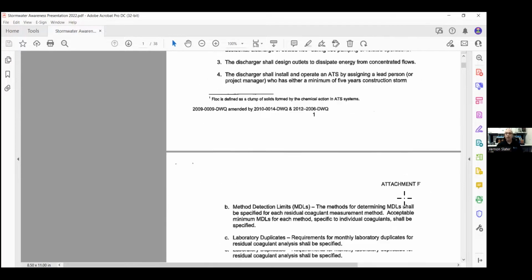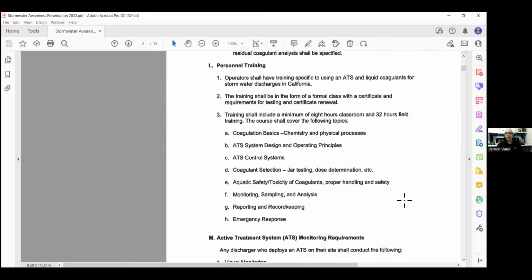So how do I become an operator? In the old permit, you had to go through a formal class with a certificate and requirements for testing and certificate renewal. In the new permit, they've removed education. I do not believe you can take somebody and throw them at one of these systems without at least giving them the 8-hour class and 32 hours of somebody operating with them, teaching the basics in the field. So the new permit, it's not called out, but I wouldn't get out there and do these things without having some kind of training under my belt.